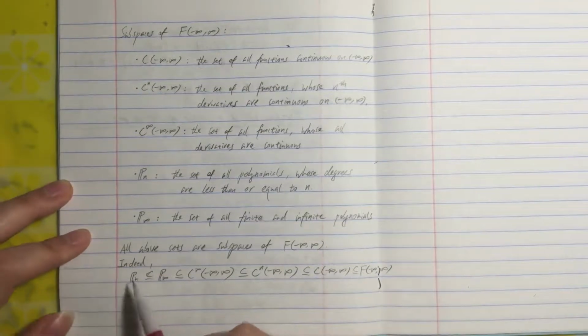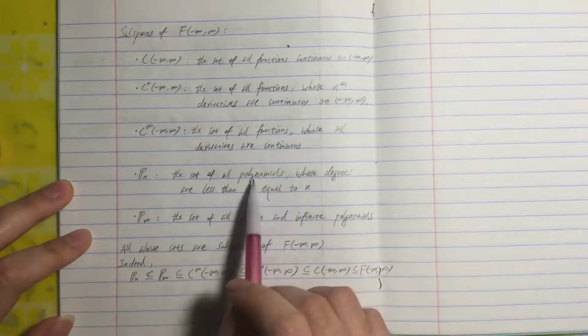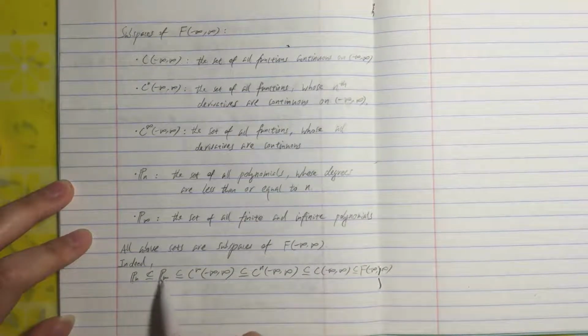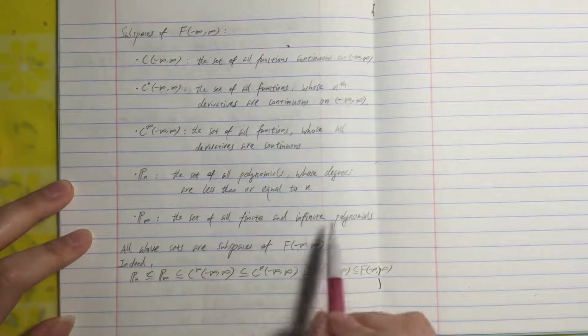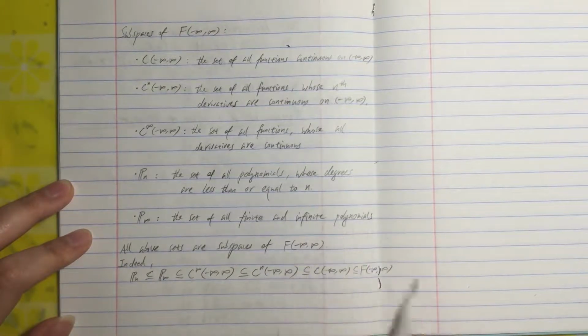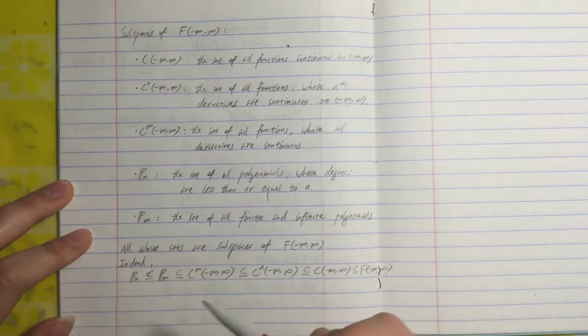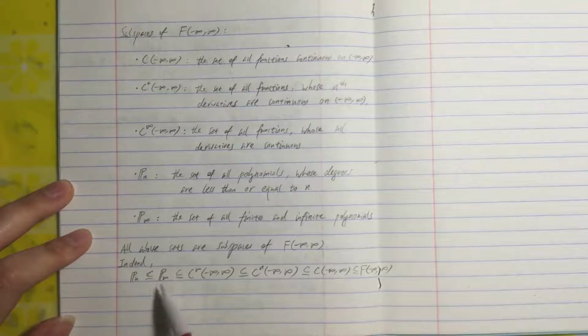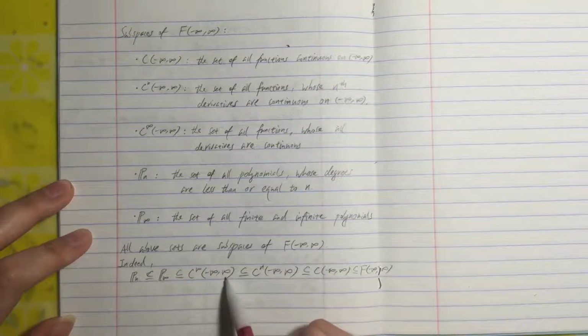Indeed, Pn is a subset of P infinity. All polynomials whose degree is less than or equal to n form a subset of all finite or infinite polynomials. P infinity is a subset of C infinity from negative infinity to infinity. For any finite or infinite polynomial, if we keep taking derivatives, its derivative is always continuous. So P infinity is a subset of C infinity.